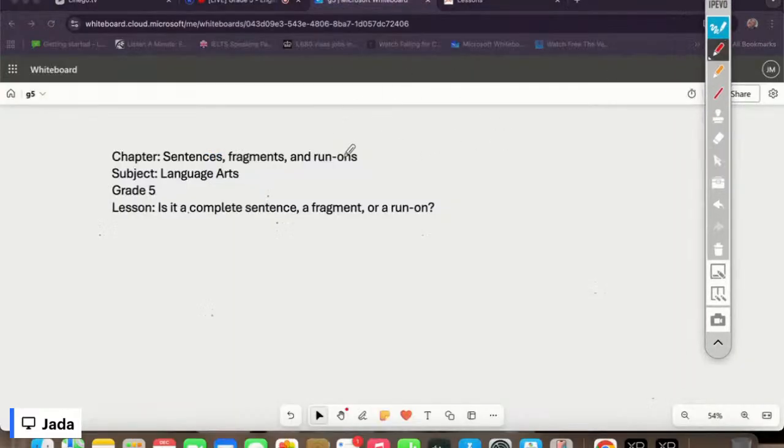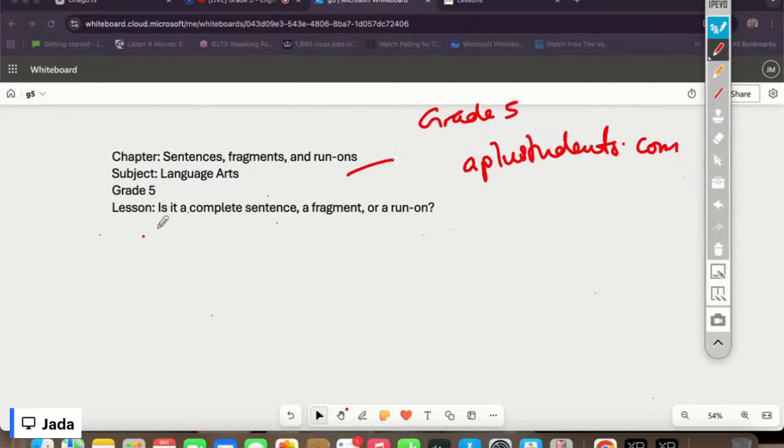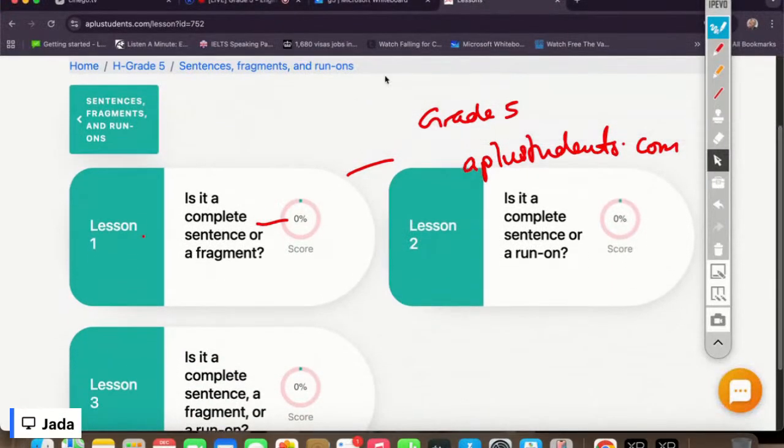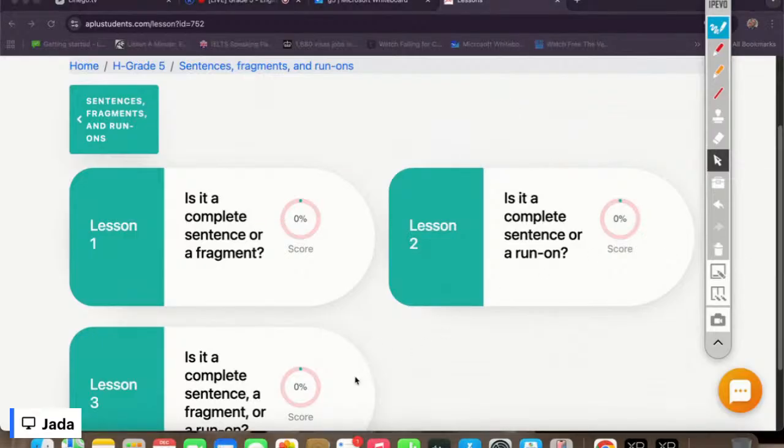Today we'll finish up our lesson on sentence fragments and run-ons. First, you have to log in using aplusstudent.com. Click on any Move On to Language at grade 5. The chapter is Sentence Fragments and Run-ons. The lesson is "Is It a Complete Sentence, a Fragment, or a Run-on?" We did the first two lessons last week, and we'll finish up the last one today.